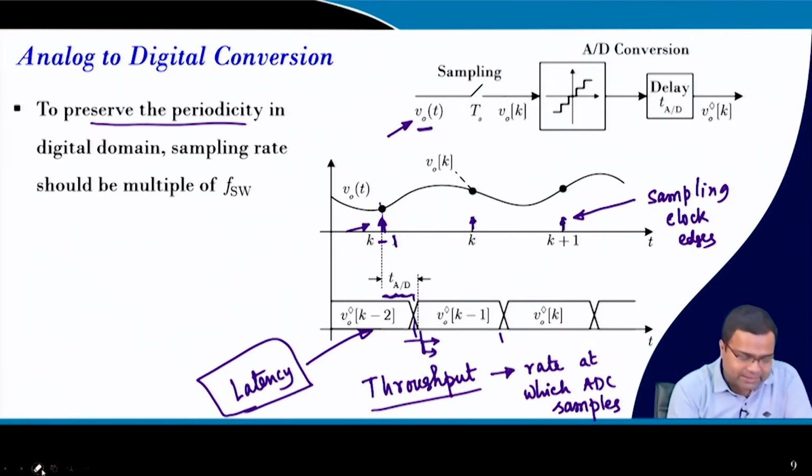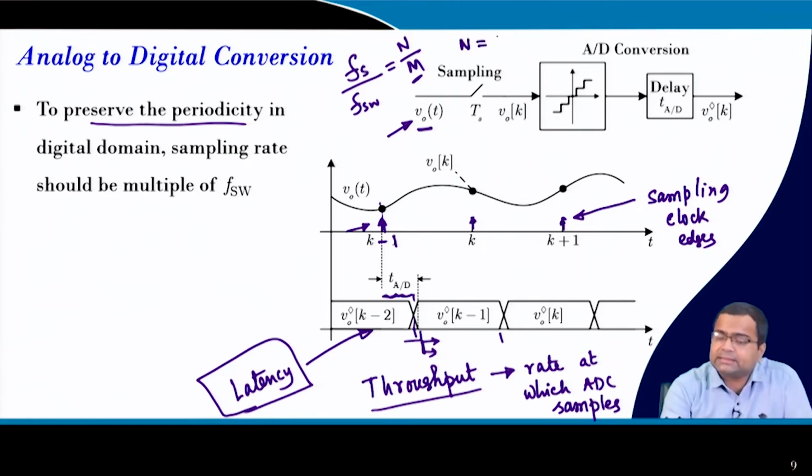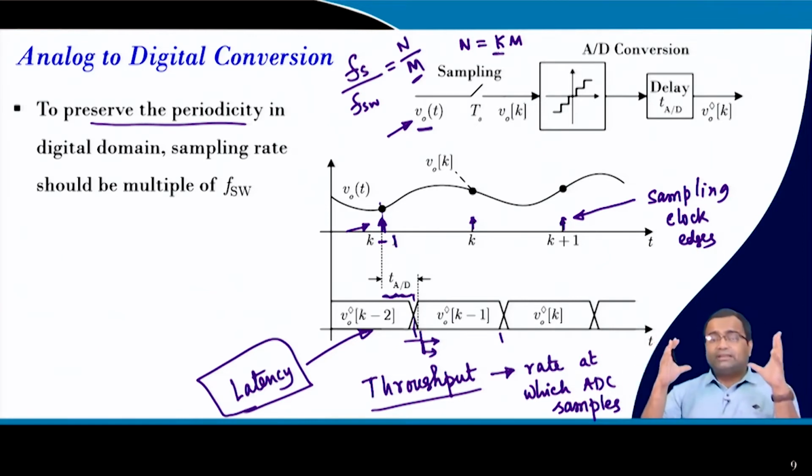If you take the sampling frequency by the switching frequency, it is something like n by m. That means it is a rational number, the ratio of 2 integers. Now we generally take n is k times m. If k is an integer it is fine, but suppose we take k as a fraction, then what will happen?